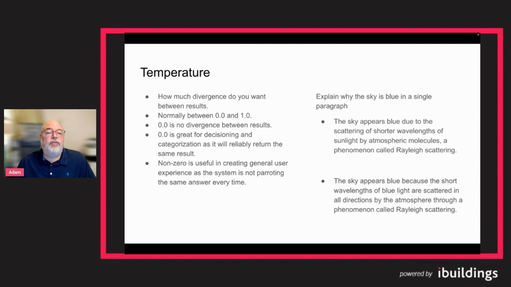Non-zero is great for general user experience. You don't want it saying the exact same thing over and over again, and you may want it to give different answers. So if someone says, where should I go for my next vacation? You may have 5 completely viable answers, and you don't want to give the same answer every time. So how much temperature you have determines whether it just changes some of the wording, or does it change some of the answers?